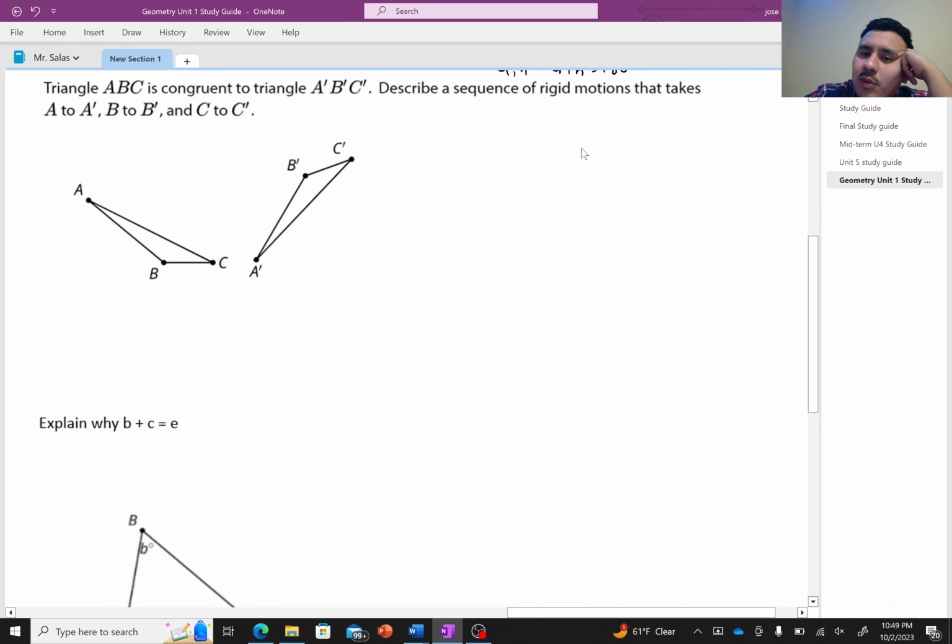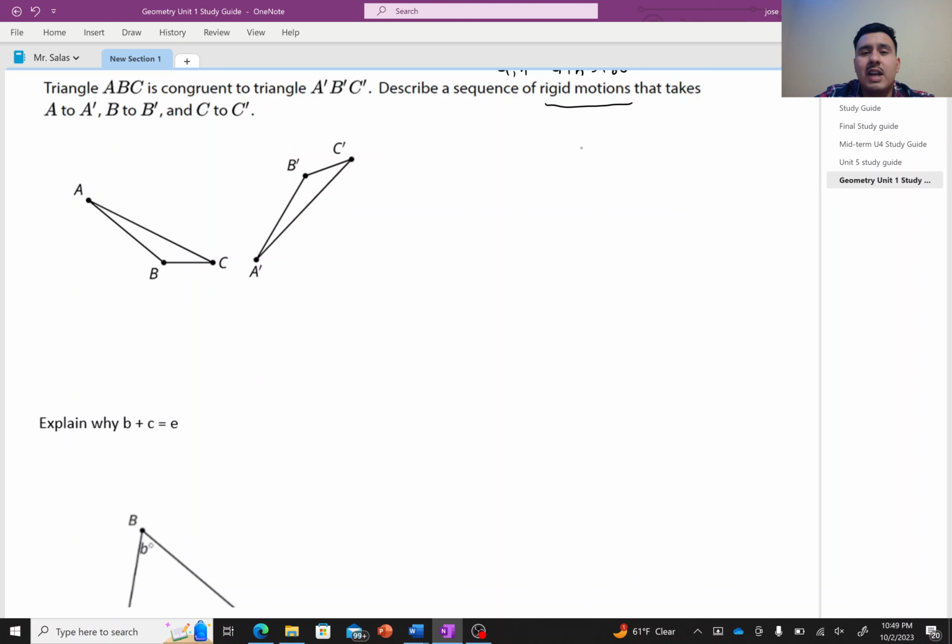Okay, so first of all, we need to know, what does rigid motions mean? Rigid motions. Class, what does rigid motions mean? I'll give you 5 seconds to think about it. Rigid motions. What is a rigid motion? 5, 4, 3, 2, 1.